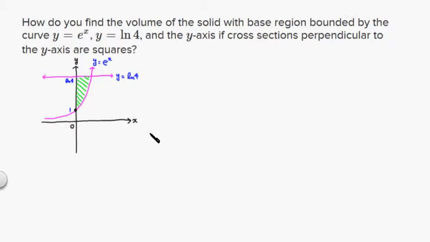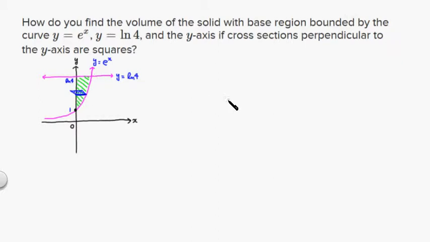Then we're gonna have cross sections that are squares. So each one, for example, if you pick this y, one side of the square is determined by this guy right here. Because it's kind of hard to draw, you're gonna have a square above it like that. To make it a little bit clearer, I'm gonna try to do a three-dimensional picture.